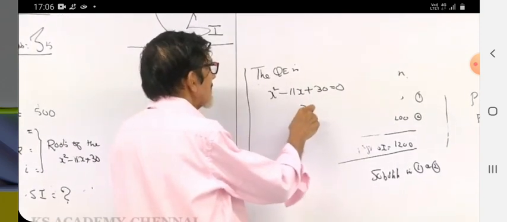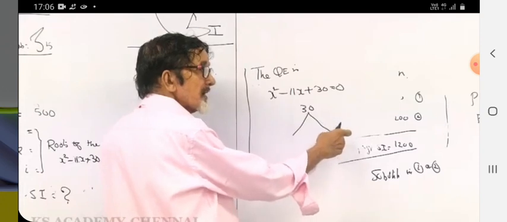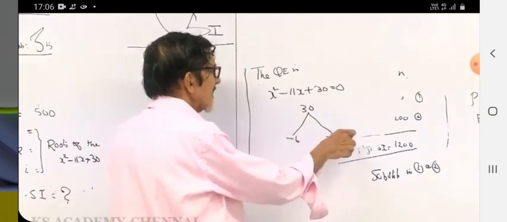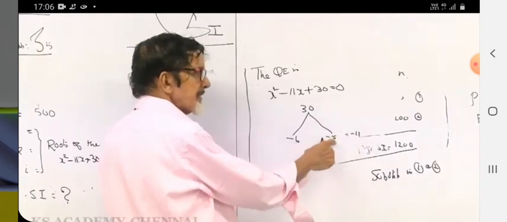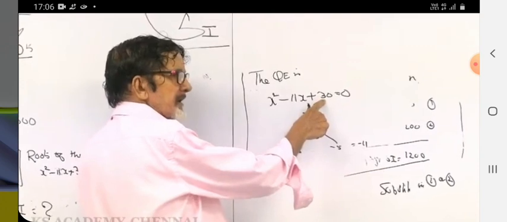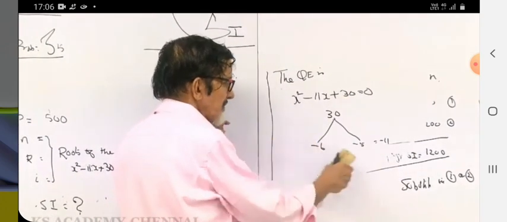You take 30 and split it into two numbers. Total should be equal to minus 11. Multiplication should give 30, and if you add, you have to get minus 11. Multiplication 30, addition minus 11: minus 6, minus 5.